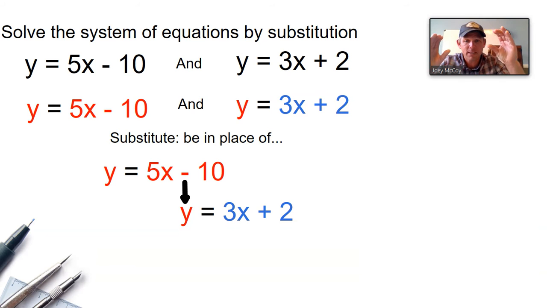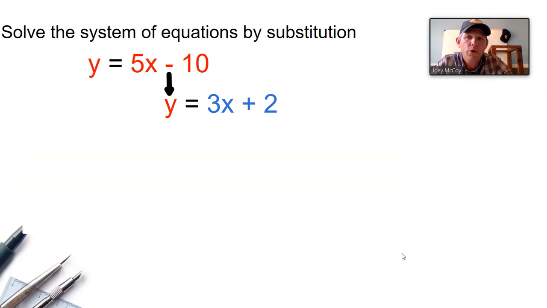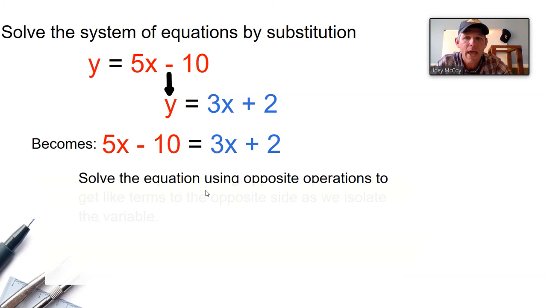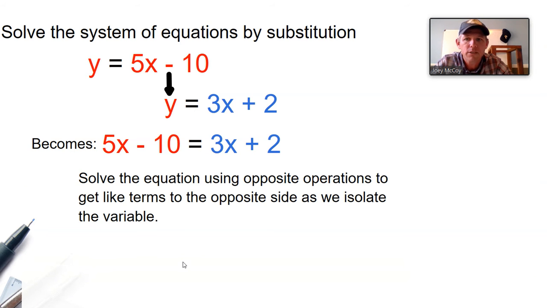So you have them stacked, and we are going to rewrite this in such a way that it becomes 5x minus 10 equals 3x plus 2. Go ahead and rewrite this. Because this is the substitution, the recognition that 5x minus 10 is y. So where it says y, we can put it in that same place. And this is the act of substitution.